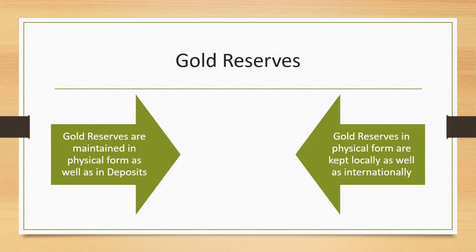So that's a very sharp increase, and that's why the value of the gold held by central banks has also gone up. Gold reserves are kept in physical form locally as well as with international entities such as BIS and Bank of England. So gold can be maintained in physical form also. Physical form is where the central banks typically maintain gold, right?